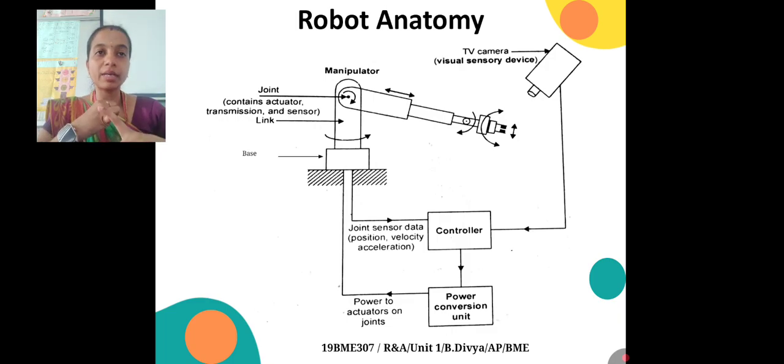One, we have the manipulator. It is connected with joints or links. Joints contain actuators, transmissions and sensors. We have a link which is connected with the base, and the base is connected with the controller or a power conversion unit, where the controller is also connected with the TV camera, where we can visualize how the process is going on.